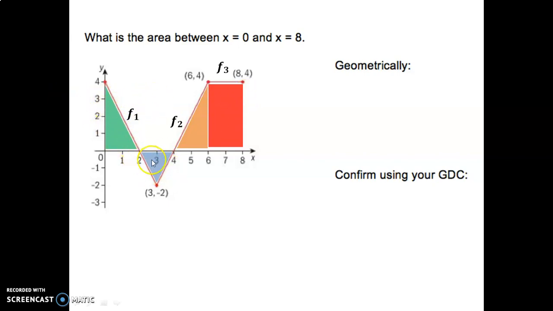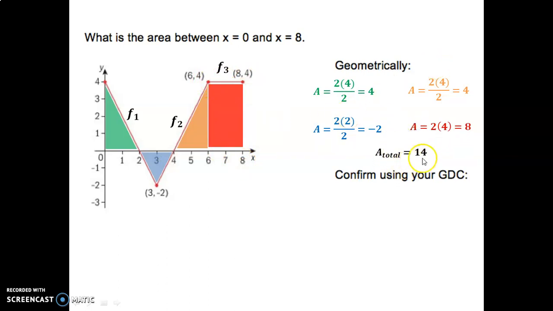So let's look at this one. This shape here, we have all these 4 components. We want to find that full area. We're going to do it geometrically to begin. So that first green triangle, 2 times 4 divided by 2 has an area of 4. The next triangle, this orange one here, is also an area of 4 if you do base times height divided by 2. Next blue one here, base times height divided by 2. And this time I called it negative because we're sticking with what the integral does. If it's below, it's negative. And then that last rectangle here, 2 by 4, 8. So that total area is 14. That's including that negative bit here.